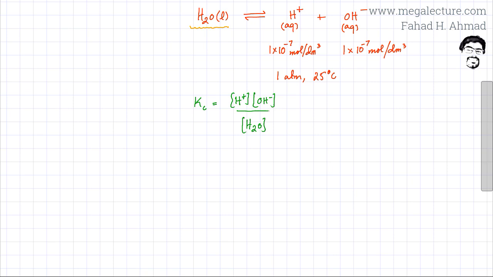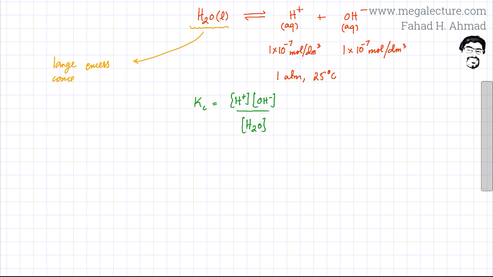So if you have pure water, then water is going to be in large excess. If you have a container full of water, then it's mostly H2O liquid. There is hardly very little dissociation actually happening. So H2O liquid is in large excess. And whenever a reactant or a product is in large excess, its concentration almost becomes constant.